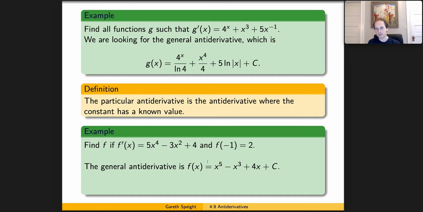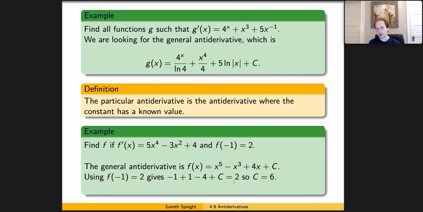We get x to the 5 minus x cubed plus 4x plus c. And then we have this extra knowledge that f of minus 1 equals 2. So we can use this to set up an equation. If we plug x equals minus 1 into our equation for f of x, which involves c, we're going to get minus 1 plus 1 minus 4 plus c. So this is f of minus 1, where we used our equation involving c.